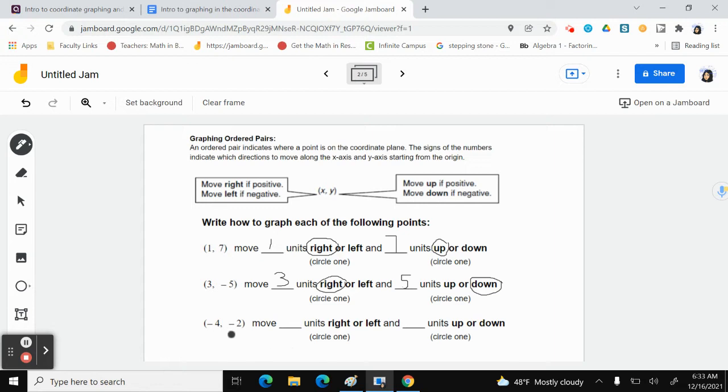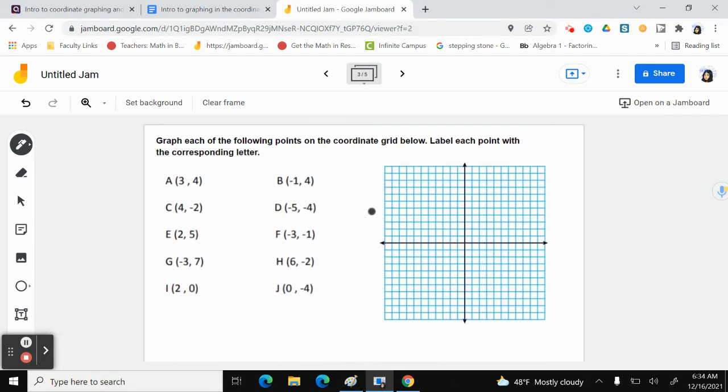If I had the point (-4, -2), they're both negative. So I would move 4 units left, and I would move 2 units down. All right, so we're going to use this knowledge of how to plot points to help us with the next portion. All right, so I encourage you guys to try to plot all these points, pause the video, and then double check your plotting to my plotting.